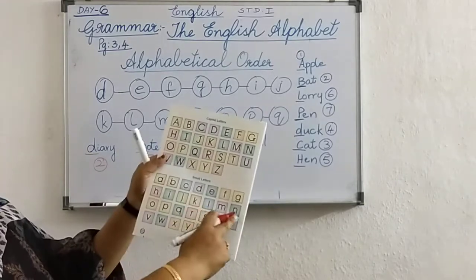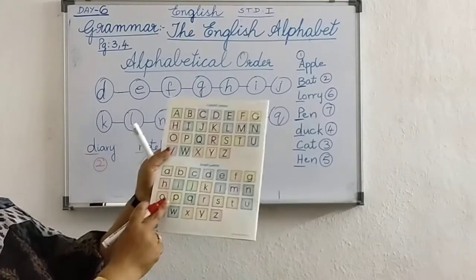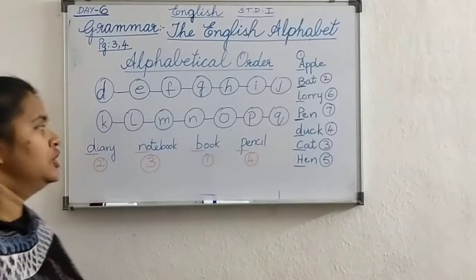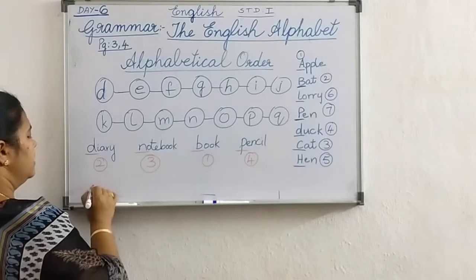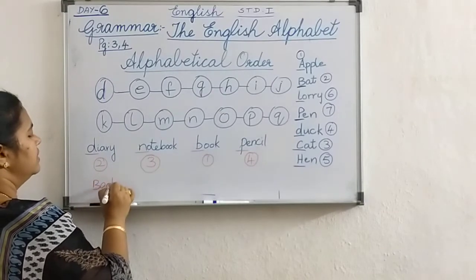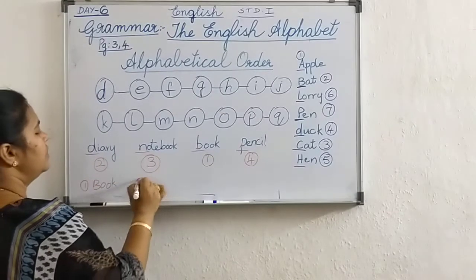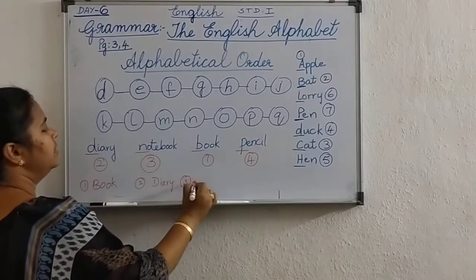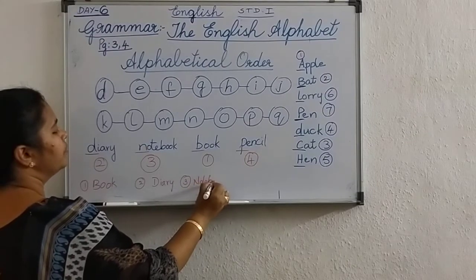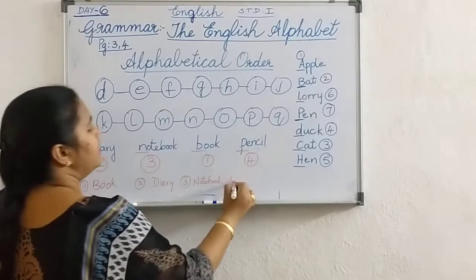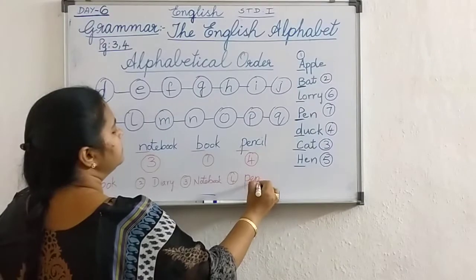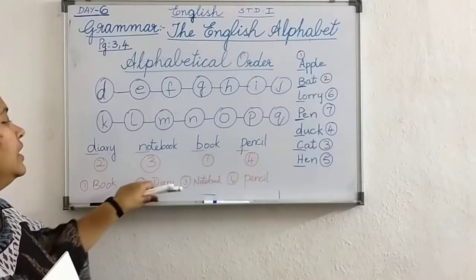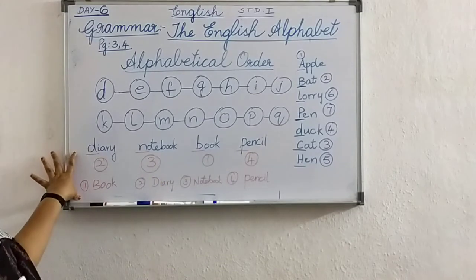Next, O, not there. P. So the P word, pencil word comes last. So how do you have to arrange and write? First book, second one diary, third one notebook, and the fourth one pencil. So this is called alphabetical order. What is this called?